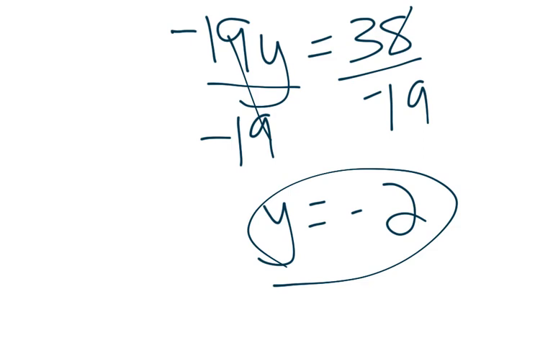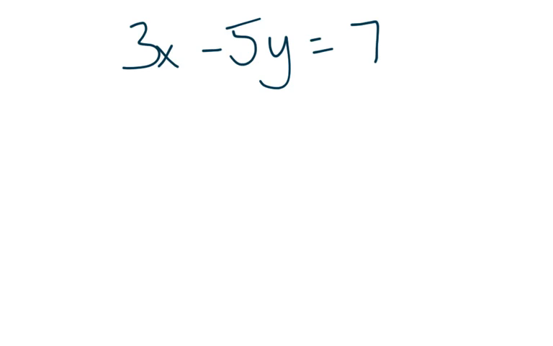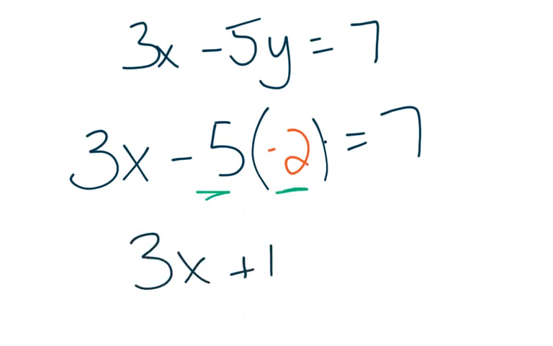Let's go back to the original equations and decide which one we're going to use. Looking at the two equations, I think the top one's going to be easier because it doesn't have very many negatives. So I chose the top one, but if you would have chosen a different one, that would have been fine. So we got 3x minus 5, and then y was negative 2, so we're going to plug that in. And negative 5 times negative 2 is going to be a positive 10. So we've actually eliminated all of the negatives in this one. We have nothing but positive numbers left, which is always easier to work with.